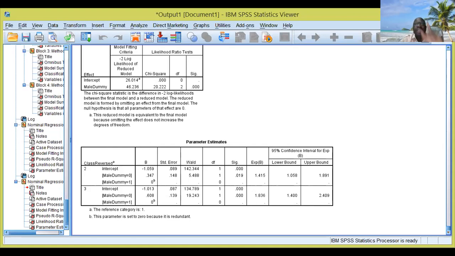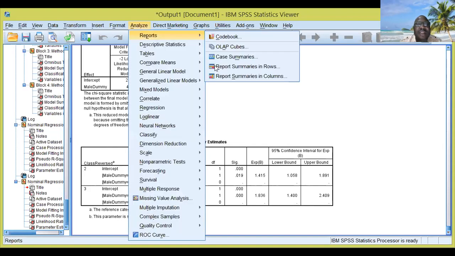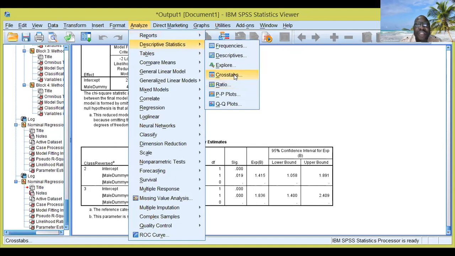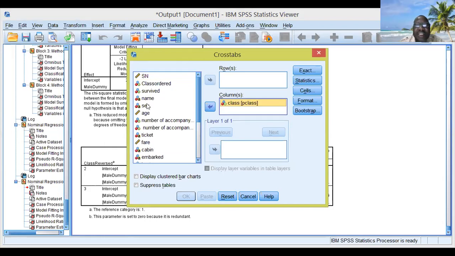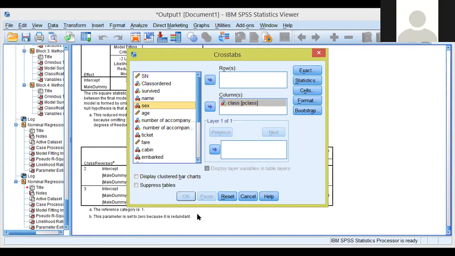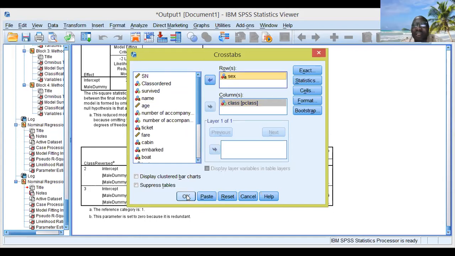So what it's telling you is the probability. If you want to confirm this, before we go, let's do a cross tabulation, a correlation between the class and sex. Analyze, Descriptive, Crosstabs. Put class as the column, not reverse class, and put sex as the row. Then go to Statistics.